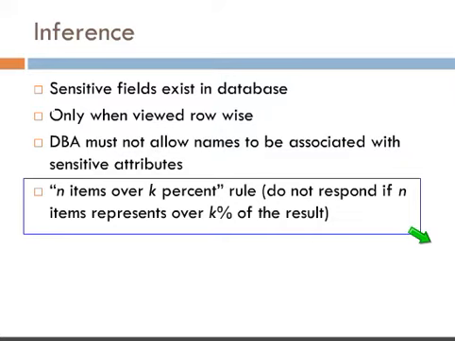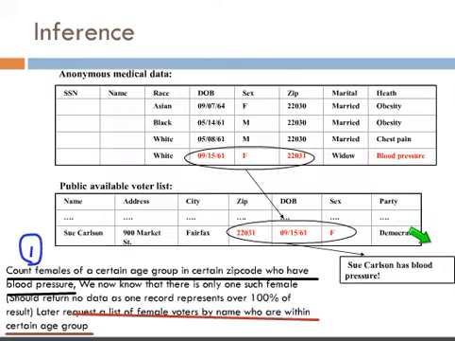N items over K% rule. This rule, N items over K%, means do not respond if N items represents over K% of the result. This example is a very good example for this.